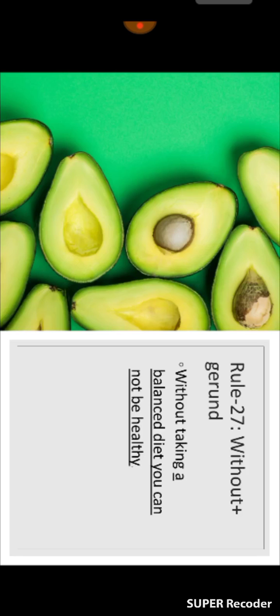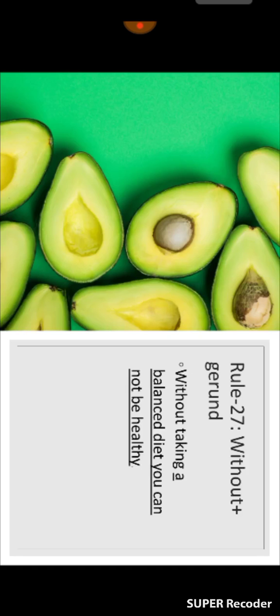Rule 27. Without plus gerund. We know that gerund is verb plus ing. So if any sentence starts with without plus gerund, we should write down the appropriate part of the sentence to complete the sentence, suitable words for the sentence. Okay, look at the following example. It will make you clear.